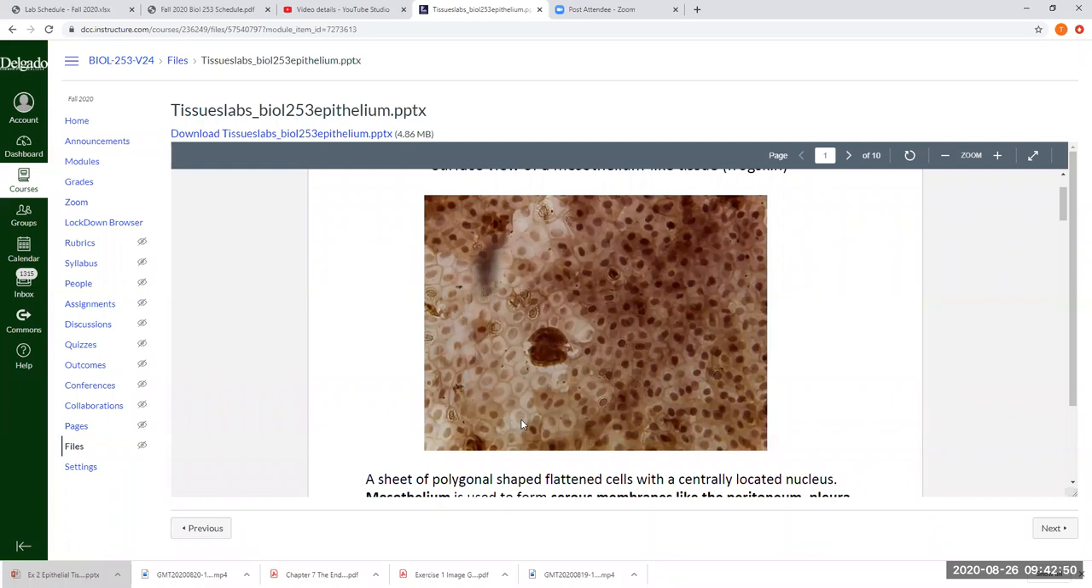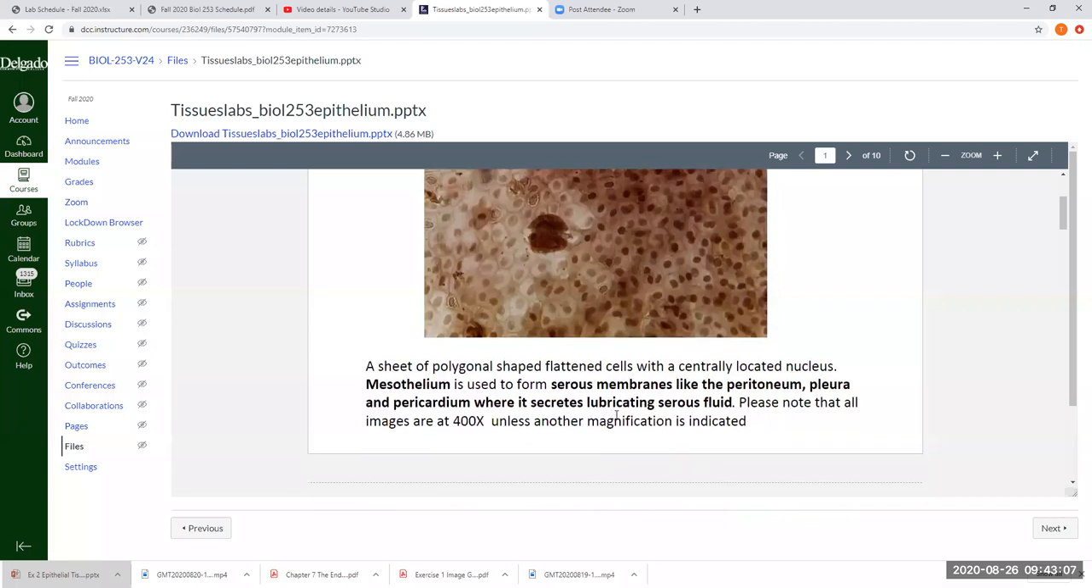You'll see kind of this polygonal shape or hexagonal shape. See how it has these little angles? In cuboidal cells, they would be more square. You won't see these angles in there like this. That's another identifying characteristic.